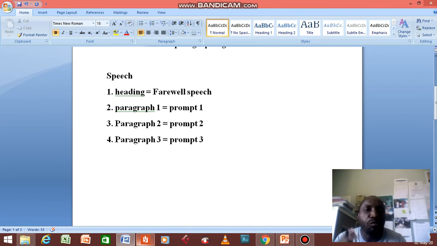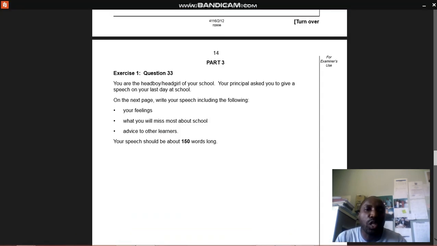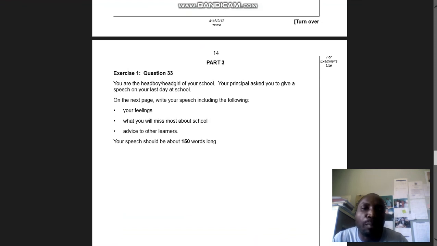So ensure that in paragraph 1, if you are to greet, say good day, ladies and gentlemen, and from there, in the same line, start by covering prompt 1, which is your feelings. Then paragraph 2, what you will miss most about school. And then give advice to other learners. Ensure that you stick to the number of words. So this is, in short, the skeleton of how you are expected to write your speech.